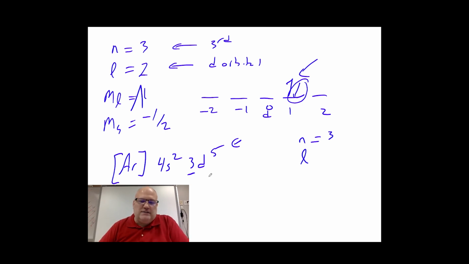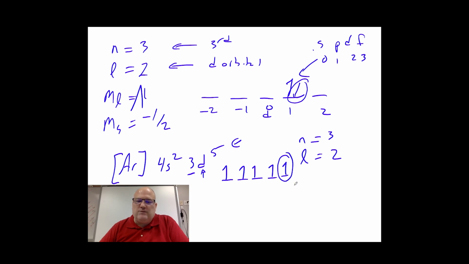My L, since this is a d orbital, and remember how the shapes go, it goes S, P, D, F are 0, 1, 2, 3. My L, in this case, since this is D, would be equal to 2. And here's where you can either do this on your fingers or you can draw them out. But d orbitals come in a set of 5. So if I have 5 electrons that I'm placing, wouldn't we place them like this? 1, 2, 3, 4, 5. So wouldn't this be the electron that we're dealing with here?